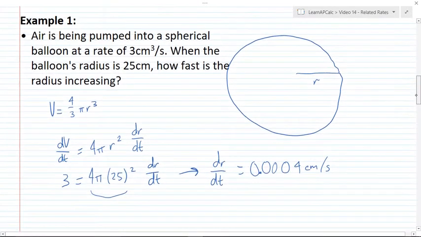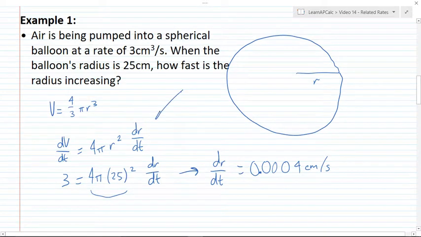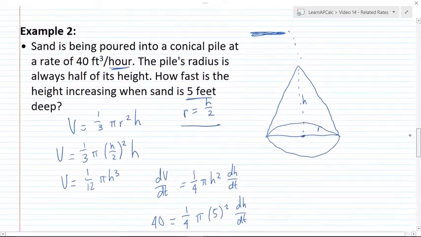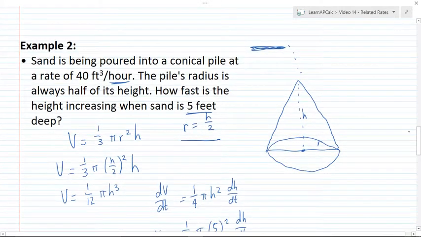Okay, so I said that the best way to do this is first to draw the picture, then write out your formulas, and then we implicitly differentiate, and then we can plug in our knowns, where eventually we'll find what we're looking for. But this is a very easy one. And so I gave a little bit of a tougher one.